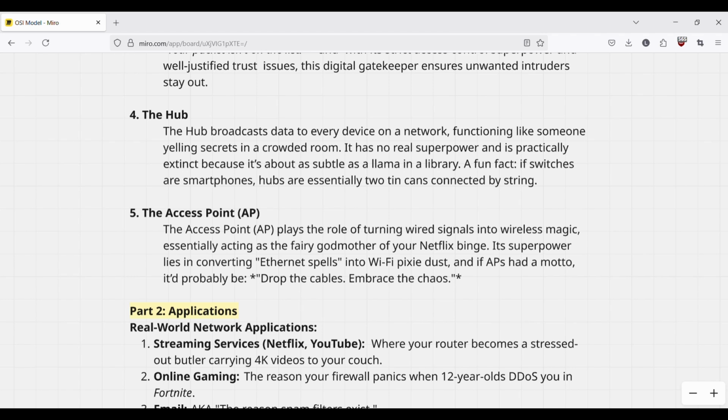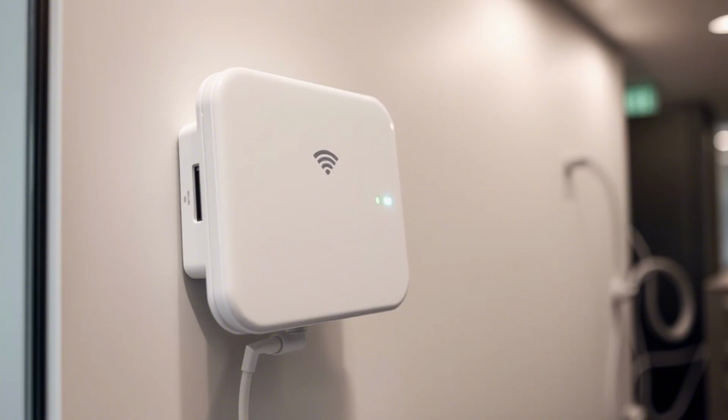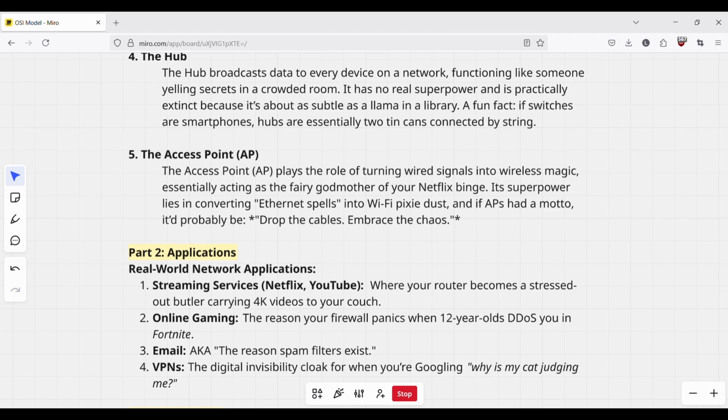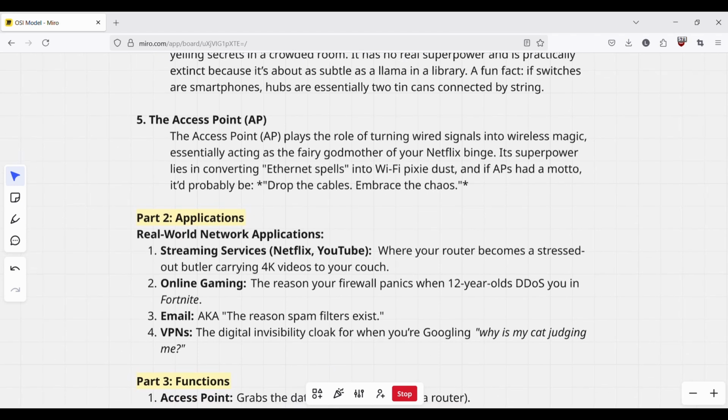Number 5, the access point. The access point plays the role of turning a wired signal into a wireless message, essentially the fairy godmother of your network's pings. Its superpower lies in converting Ethernet bills into Wi-Fi pixie dust. And if access points had a motto, it'd probably be: drop the cables, embrace the chaos.